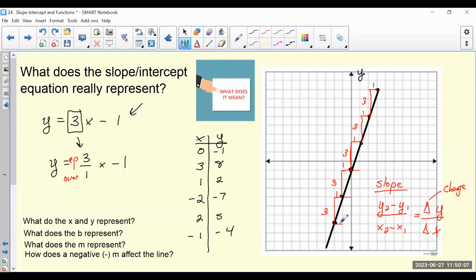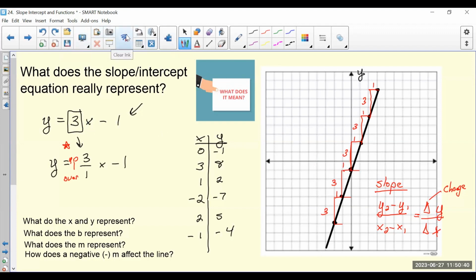So here our x is only changing 1 from point to point. It's going over 1, going up 3. So up or down 3 over 1. That's what I want you to focus on right now. The top number of the improper fraction is how the y is changing, the up and down, and the bottom number is how the x is changing, left and right. So we're going to come up with another equation, and we're going to graph it, and we're going to see what it looks like compared to this.